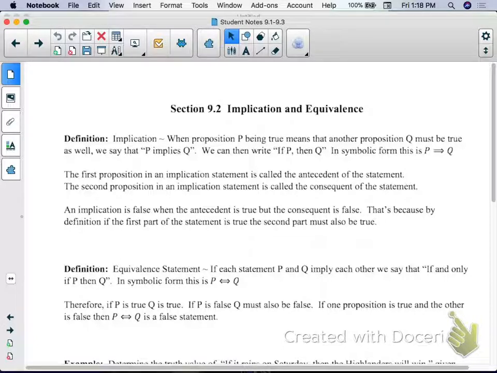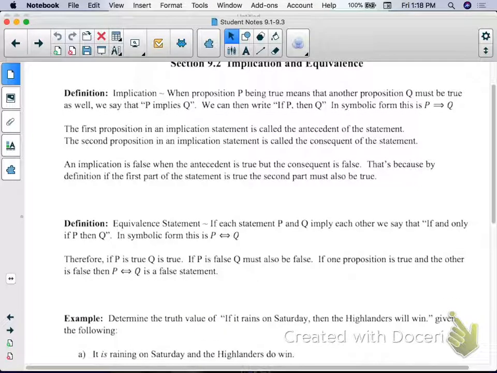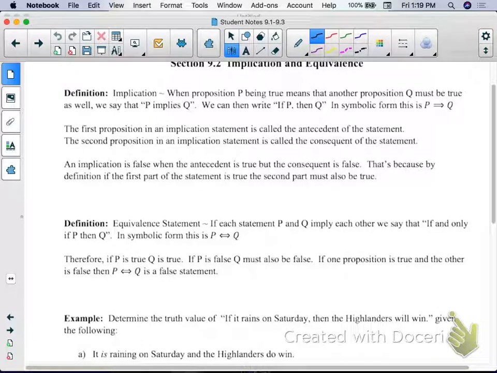Now, an equivalent statement: if each statement P and Q imply each other, then you say P if and only if Q. And in symbolic form, this is P with a double-ended arrow, Q. Sometimes you'll see if and only if abbreviated IFF. I don't care if you do that, so if you ever see that, it means if and only if. Now, in this situation, if P is true, Q is true. If P is false, Q must also be false. If one is true and the other is false, then P double bar Q is a false statement.